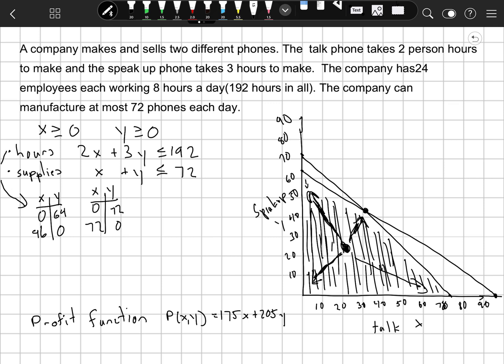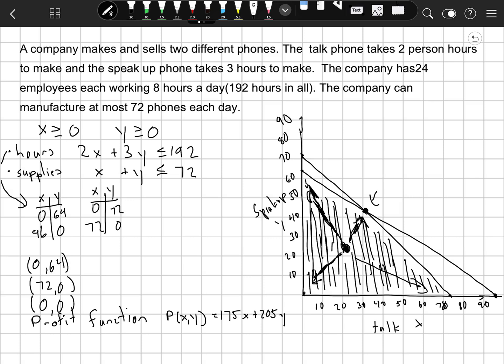0, 0 right here is not going to help us if we make 0 products and sell 0 products. But up here we're getting more valuable, like at 0, 64 or 72, 0. So let's list these points. We've got 0, 64. We've got 72, 0. We've got 0, 0. And then the final one that really comes into question is this one right here.